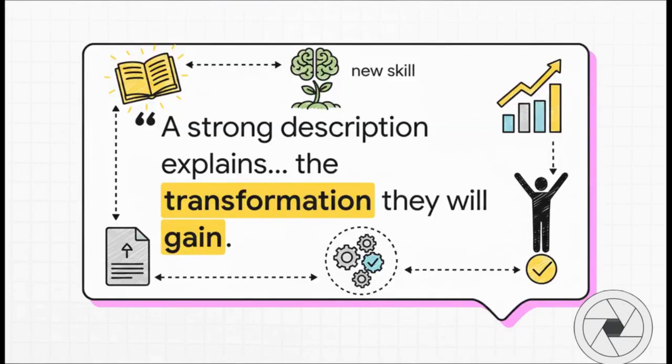Listen, this right here is so important. Your description is not a list of features. It's about selling the outcome, the transformation. You're not just selling them a PDF. You're selling them confidence or more free time or a new skill. You have to paint a picture of how their life will be better after they use your product.